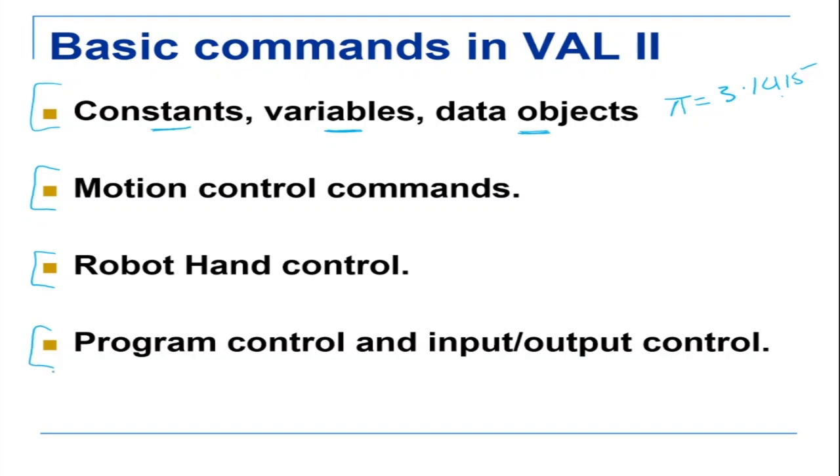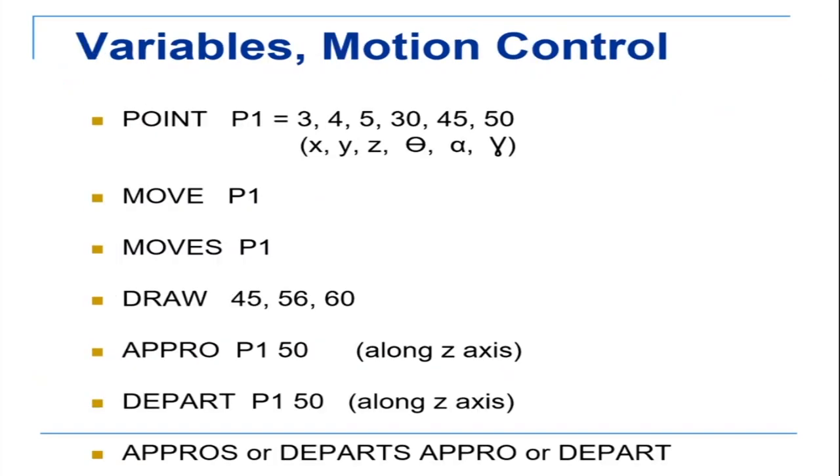The fourth is program control and input-output control. Program control is essentially for logical statements, because you need to go to a subprogram, for example, or jump from one line to another depending on some condition. If this condition is true, then it goes back, or if the condition is false, it goes forward. So we need some program control, which is basically logical statements. Then input-output control: a robot has to communicate with other machines, so there has to be some input and some output. Input to the robot and output from the robot to other machines. So these are the parts of the program: constants, variables, data objects, motion control commands, robot hand control, program control, and input-output control. The first thing we are seeing is variables and motion control.